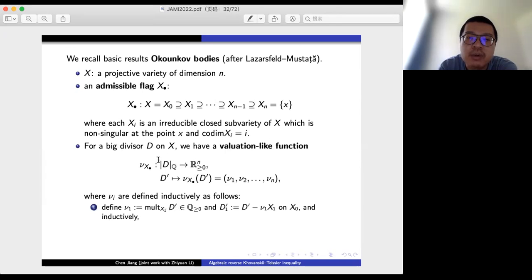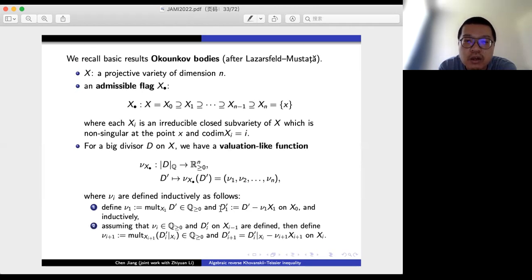Given any D' in the Q-linear system, we just remove this X_1 from D' to get D_1'. And then what is nu_2? We just restrict this D_1' to X_1. Because it has no common component, the restriction is well defined. Then we calculate the multiplicity of X_2 in this restriction.